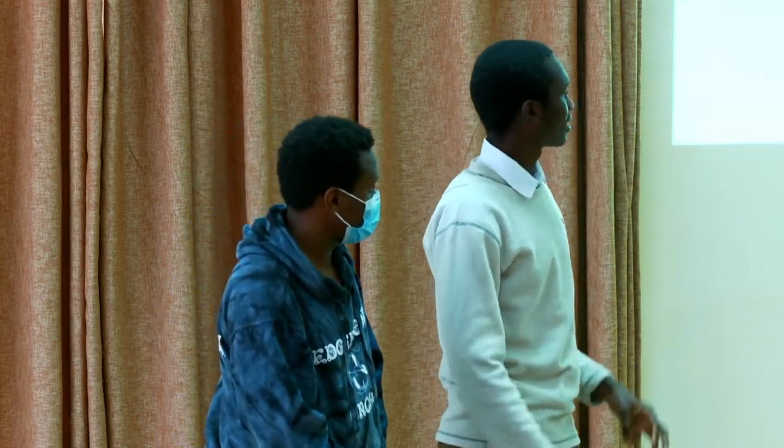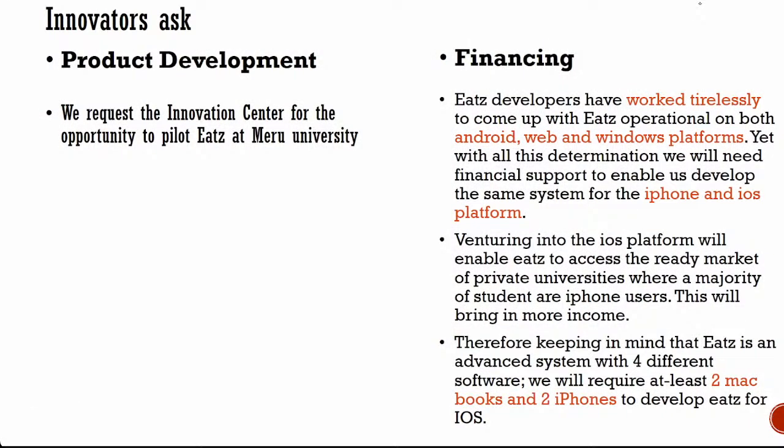Therefore, keeping in mind that this is an advanced system that has 4 different softwares, and we are about to introduce the 5th one that will manage ordering of meals, we will require at least a minimum of 2 MacBooks and 2 iPhones to develop this. One developer cannot come up with such a system. It is advanced, as you have seen. So that is the proposed budget. Unfortunately, MacBooks and iPhones are not cheap. So that is the total budget.